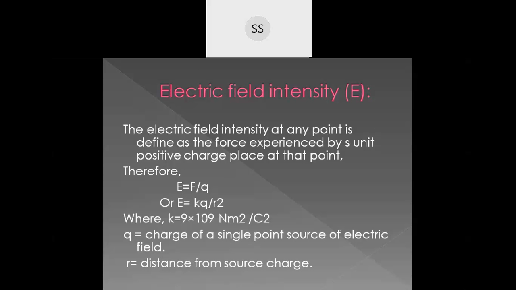So Q is the value of the source charge, and R is the distance from the source charge. The distance from the source charge of the test charge. This is the value of R.